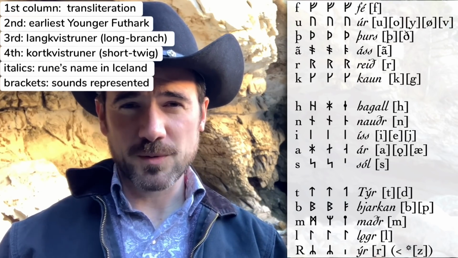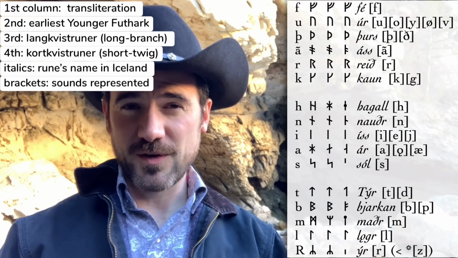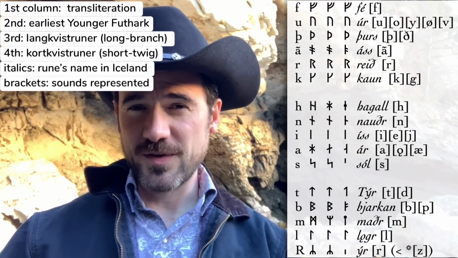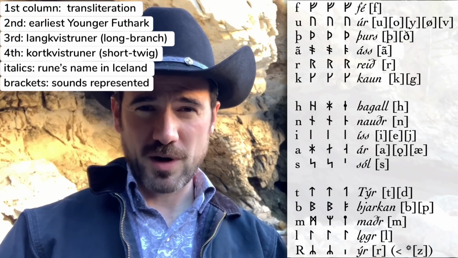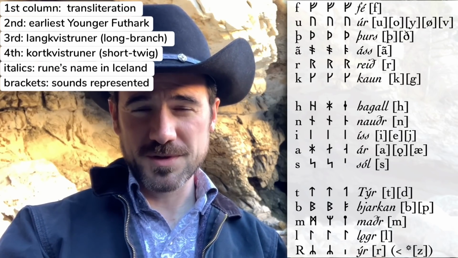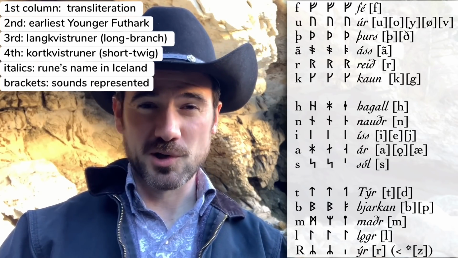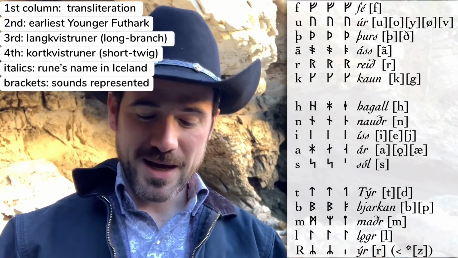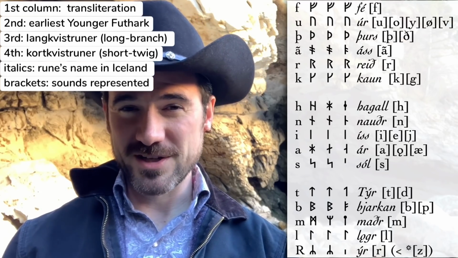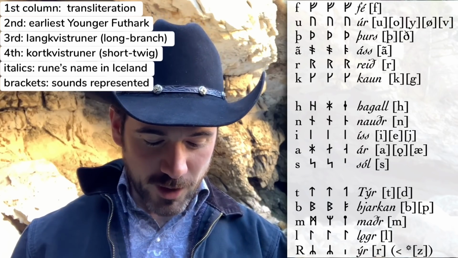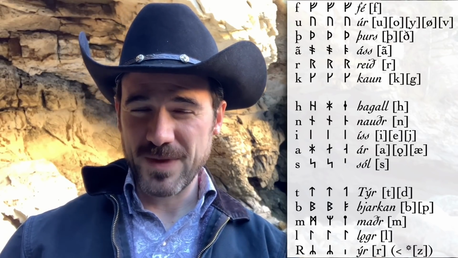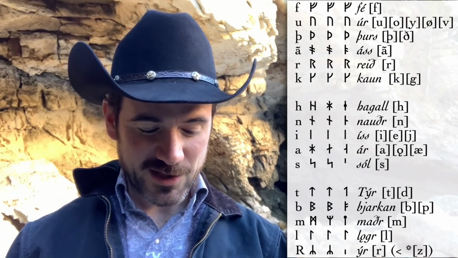Now, in Scandinavian research, these are usually called the langkviste runer and the kortkviste runer, the long branch and the short branch runes. In English, I've also seen them called long branch and short twig. I tend to just fall back on long branch and short branch. Now, at one time, the long branch were often called the Danish runes, and the short branch were often called Swedish-Norwegian. It's not necessarily that clear cut.